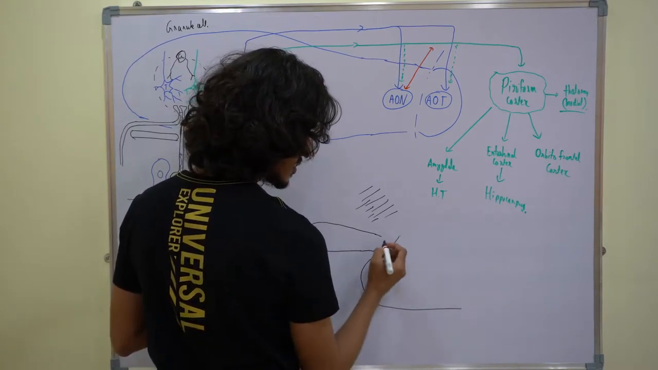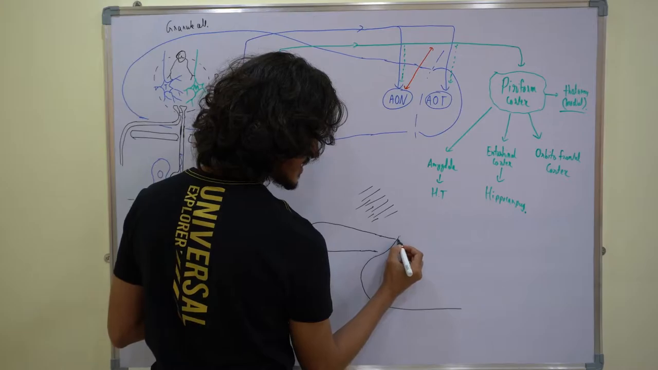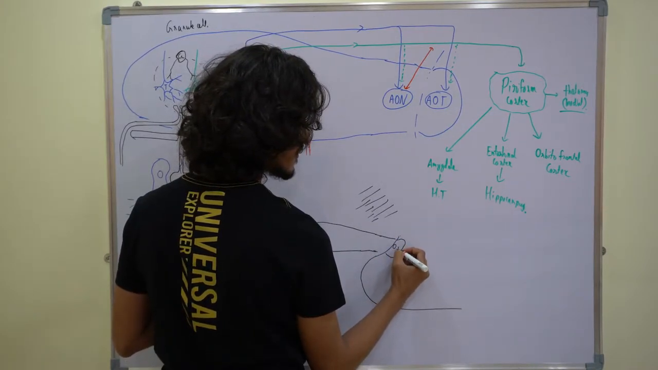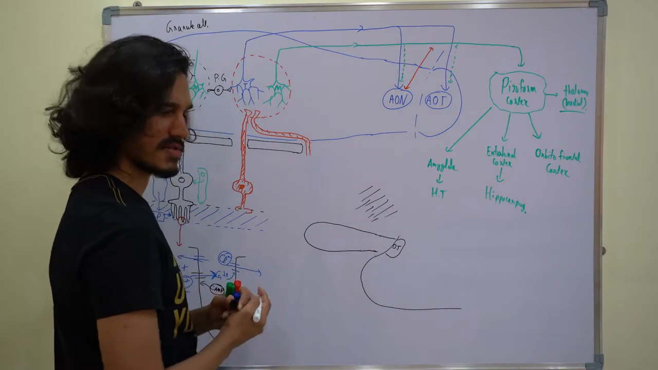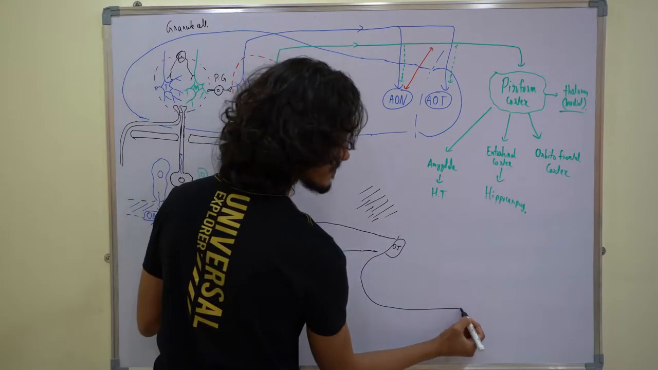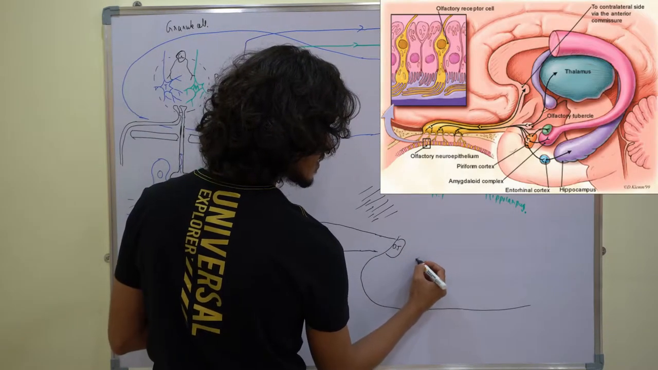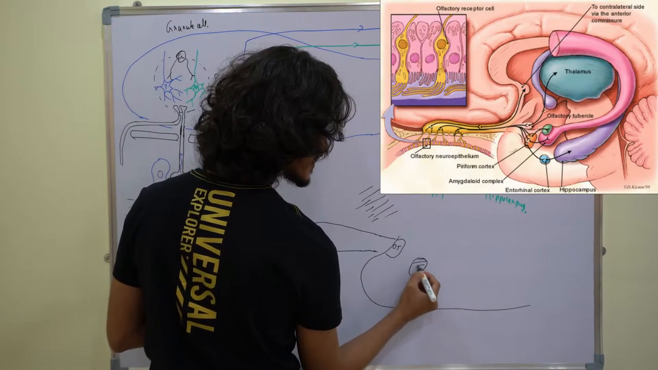So this ends, and this is your tubercle, right? So this is the olfactory tubercle which is present. You get the picture, what is happening here? Okay, so over here, we have the first region.